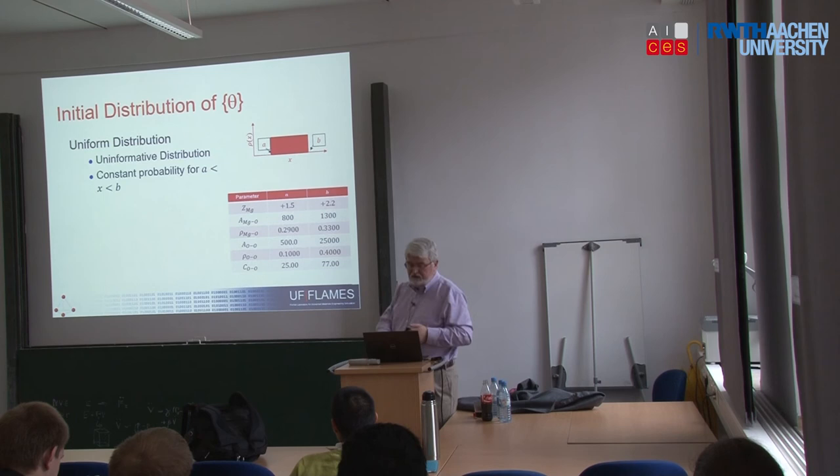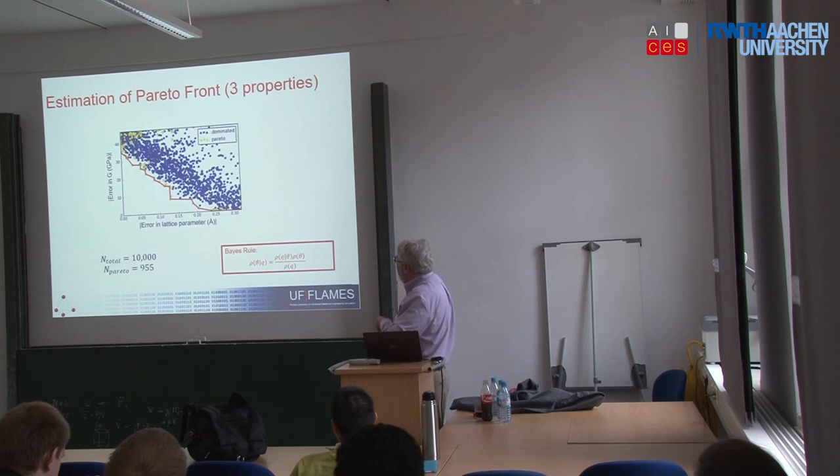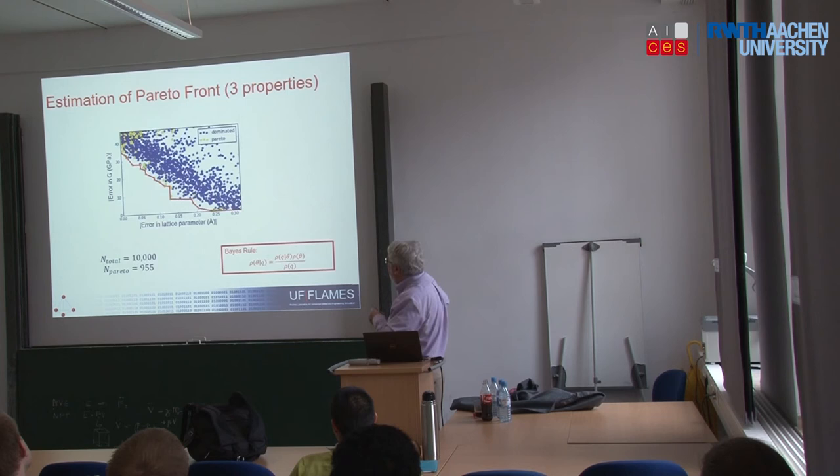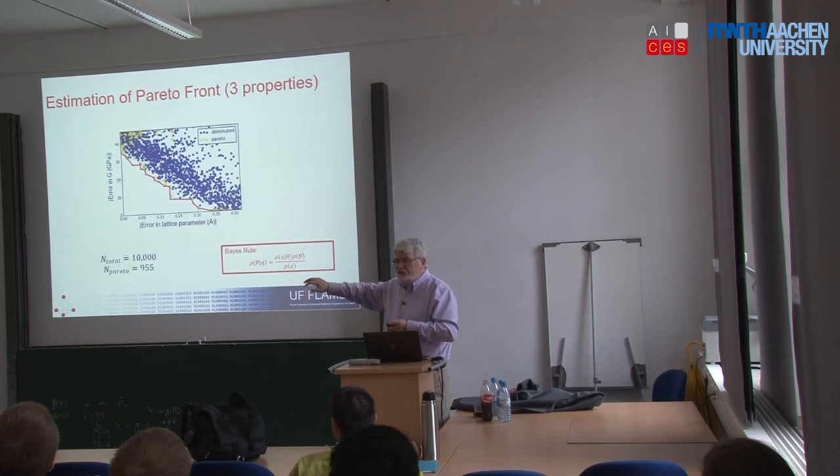So this is the estimate of the error in the lattice parameter and the estimate in the shear constant. What we're seeing here is that the dominated points are blue, and the Pareto points are yellow. Okay. So the first thing is that those dominated points mean there's no reason we need to consider those further. For those potential parameterizations, there's always another parameterization out there which is going to be better on every level.